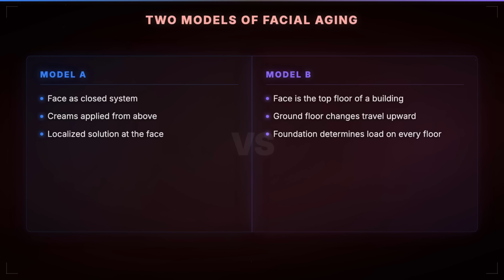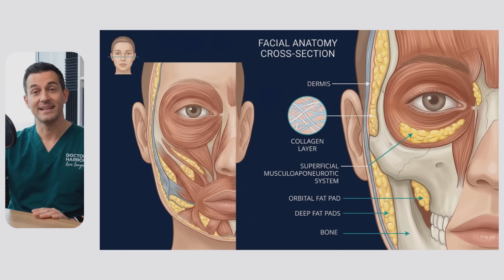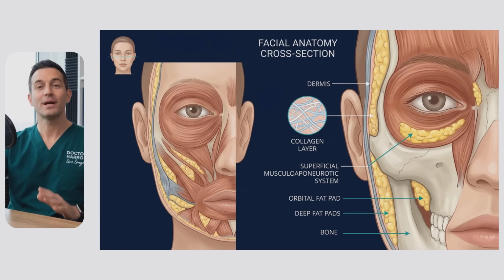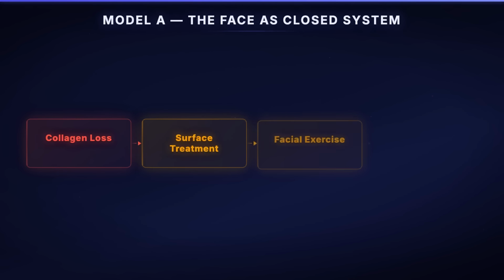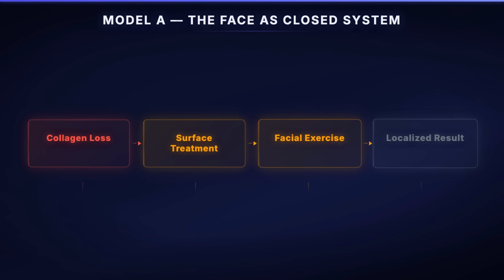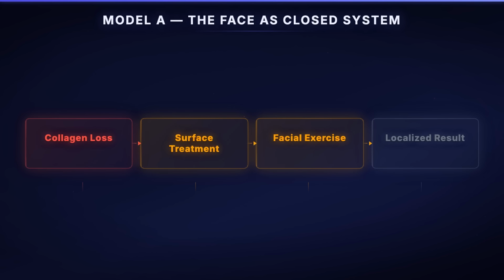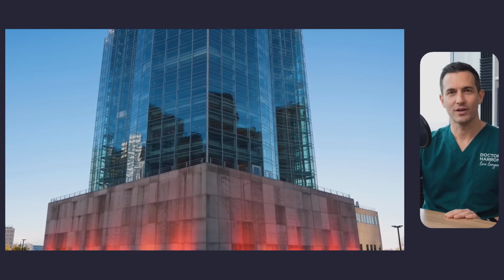There are two ways to think about what happens to a face over time. The first way, the obvious way, the one we've all been handed, is that the face is its own story. Skin loses collagen, muscles weaken, gravity pulls. The interventions, logically, happen at the face. Creams applied from above, exercises performed in the mirror, procedures targeting the tissue directly. The face as a closed system, self-contained problem, localized solution.